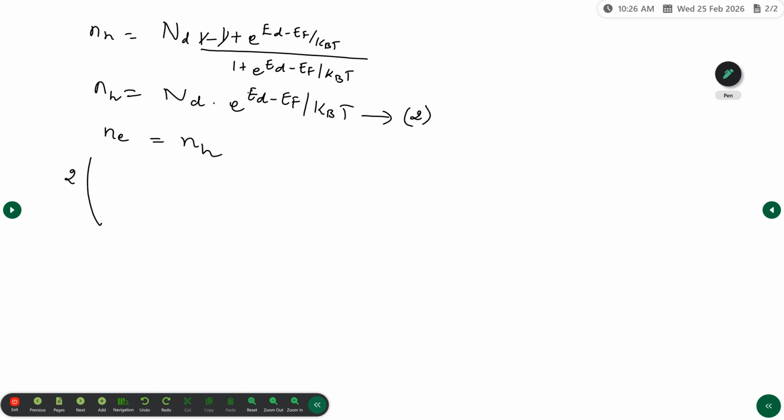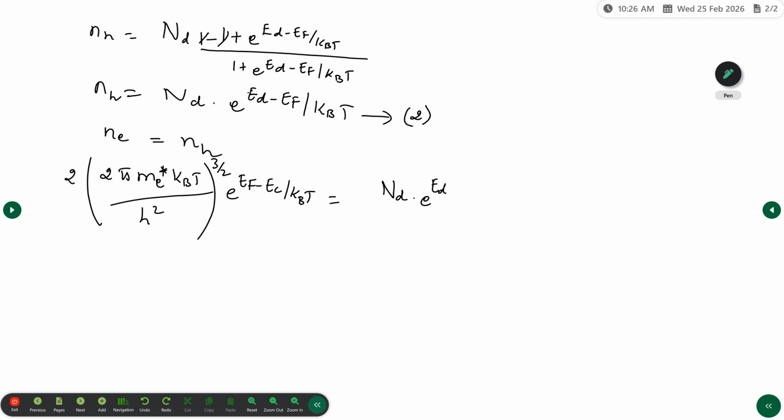So 2 into (2 pi m E star kBT by h square) power 3 by 2 into exponential of (EF minus EC) by kBT is equal to ND into exponential of (ED minus EF) by kBT. So from this you have to find EF, that is the Fermi energy. Okay, let us see how to find that.